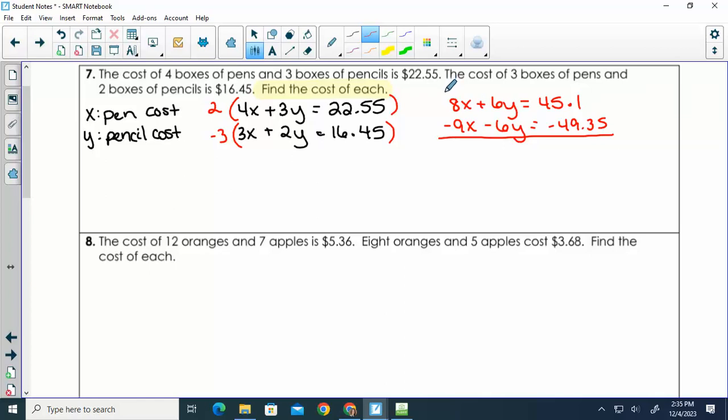Okay, so if we add, we get a negative x. Those cancel. Okay, 45.1 minus 49.35. Negative 4.25. Divide by negative 1. So x equals 4.25.